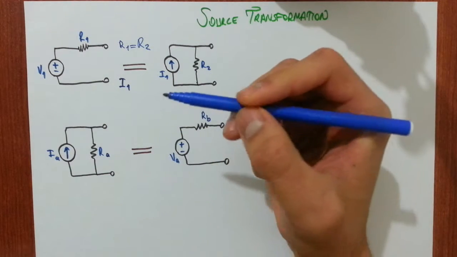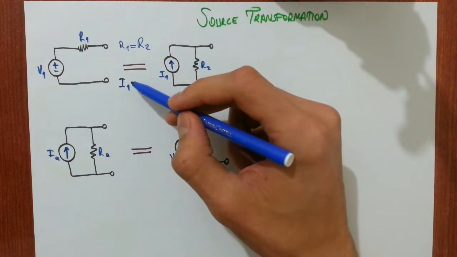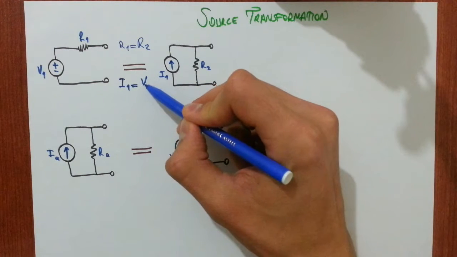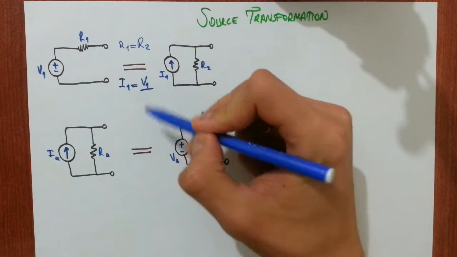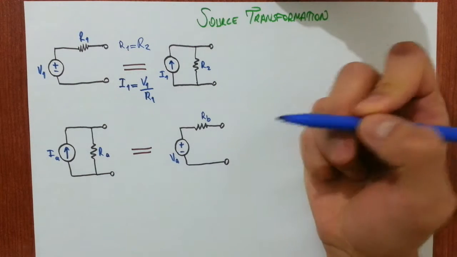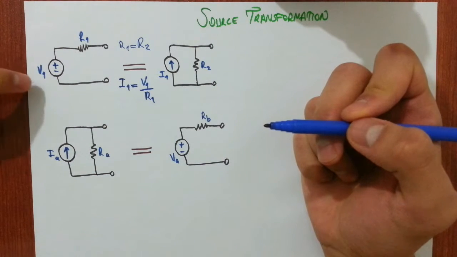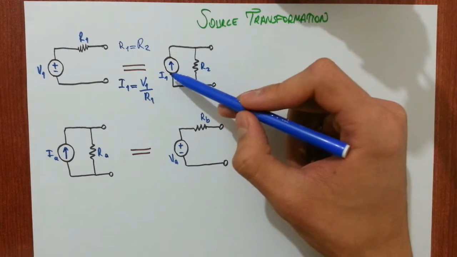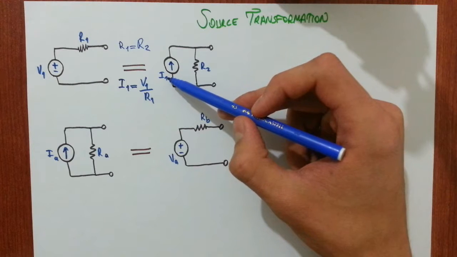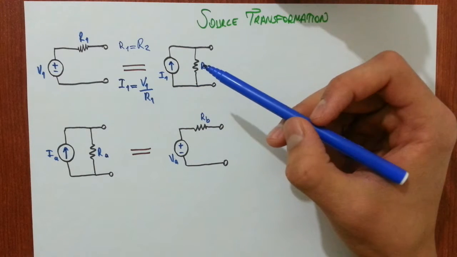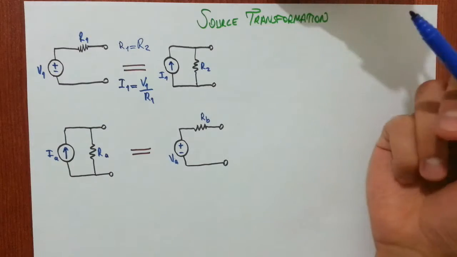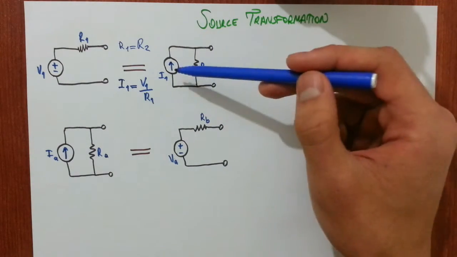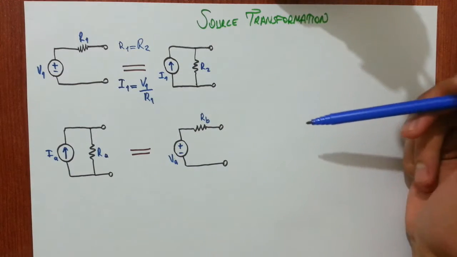I1, the current supplied by the transformed current source, is equal to the voltage supplied by the voltage source over R1. For instance, this is 5 volts, this is 2 ohms, and then the current supplied by the current source is 2.5 amps. Alright? So this is the mathematical relation between the components.